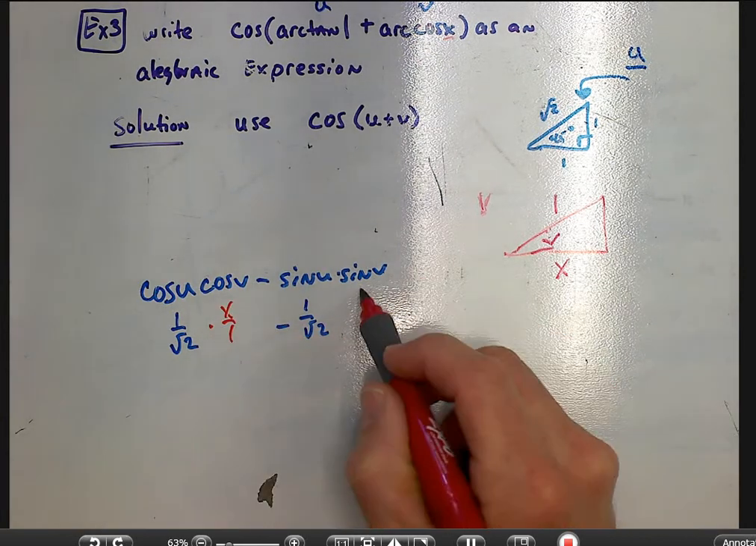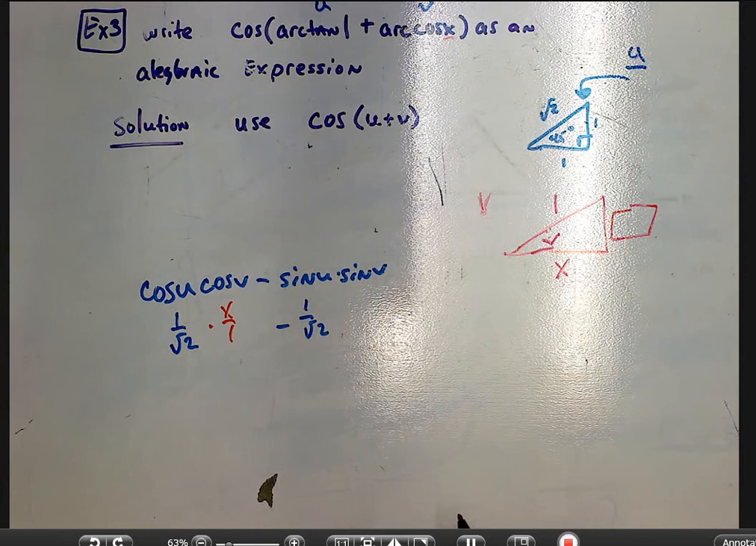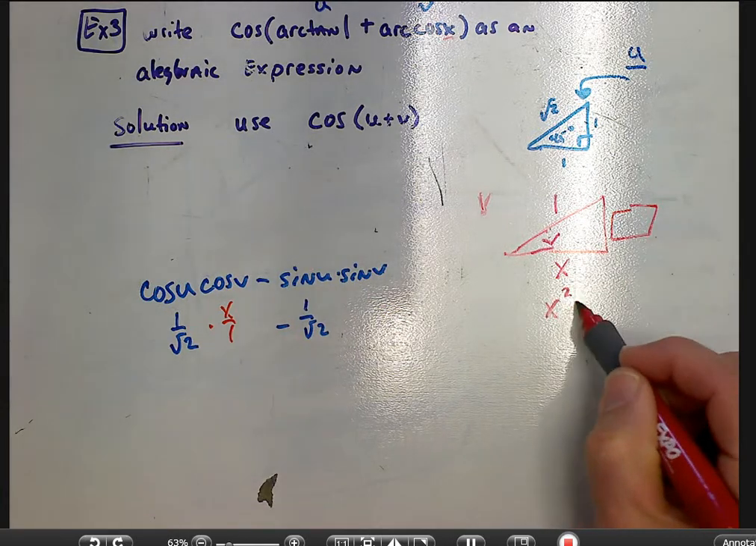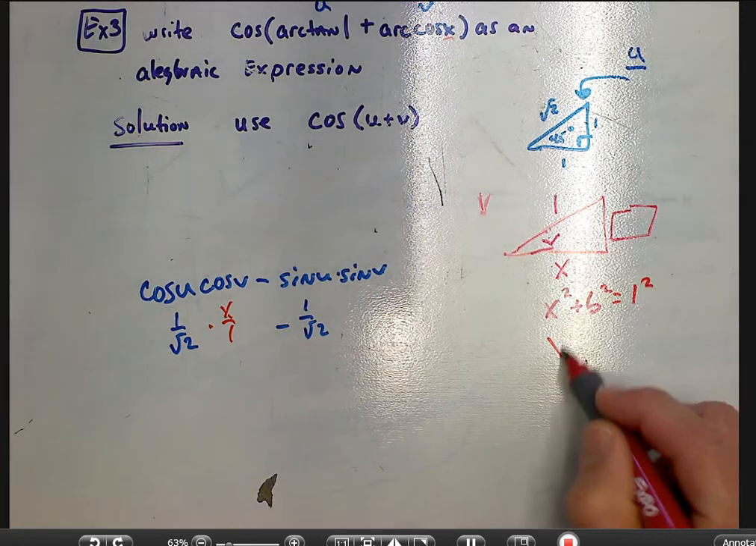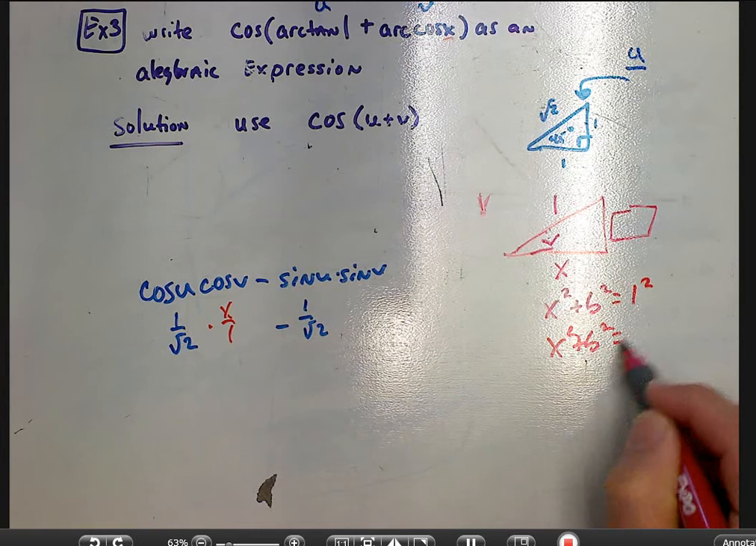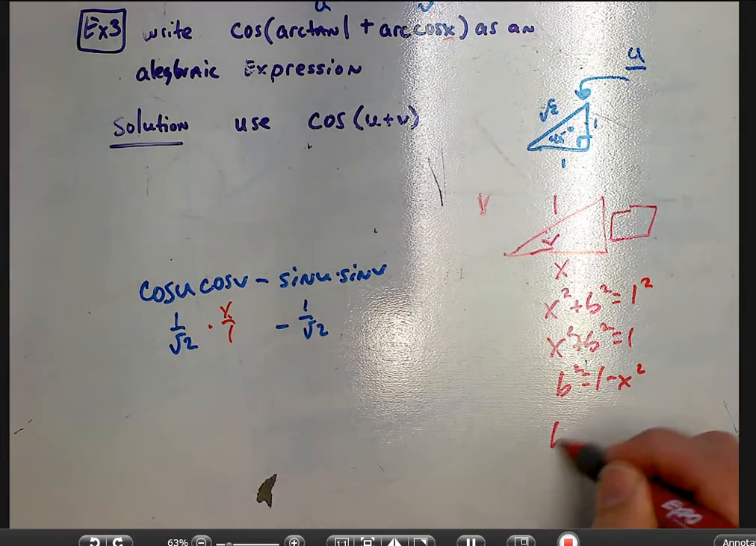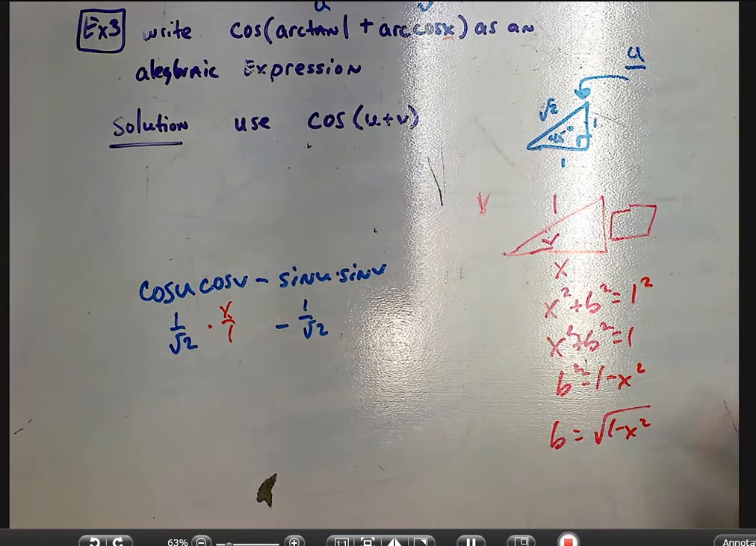Sine of v is opposite, so I need that opposite side right there. And so my Pythagorean theorem tells me that's x squared plus b squared equals 1 squared. So x squared plus b squared equals 1. B squared equals 1 minus x squared. B equals the square root of 1 minus x squared. So that would go right here.